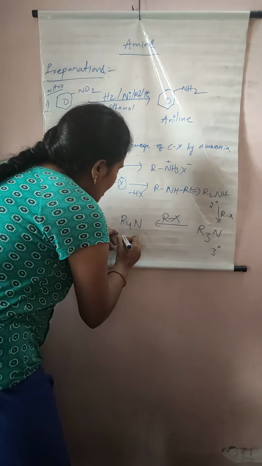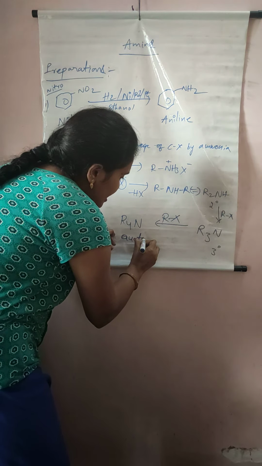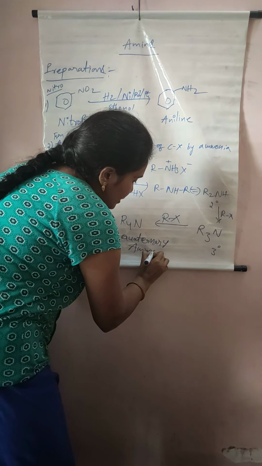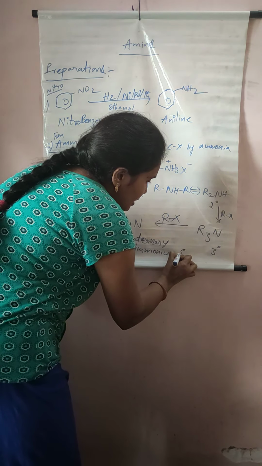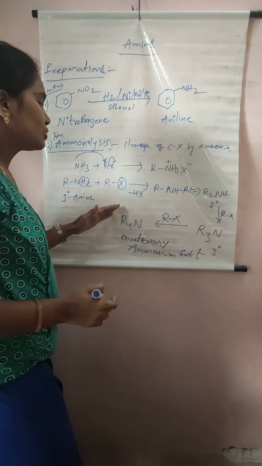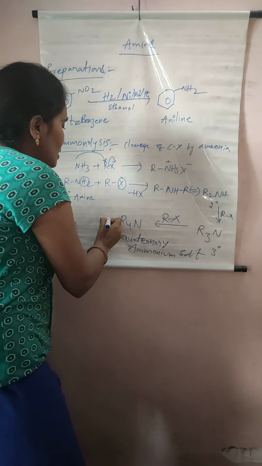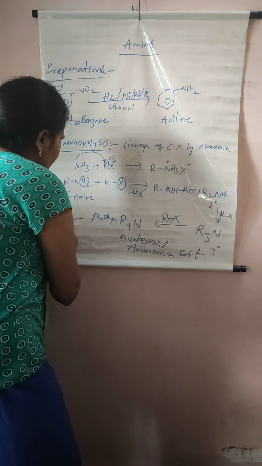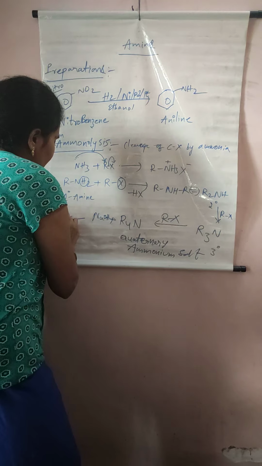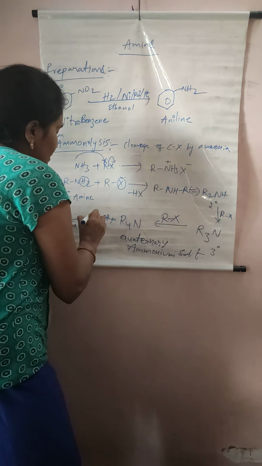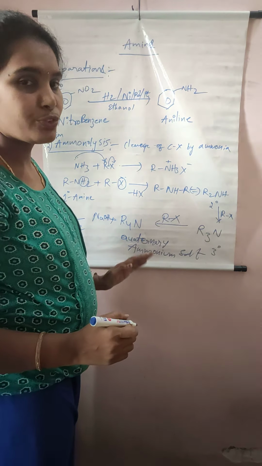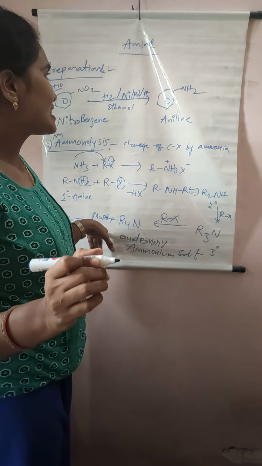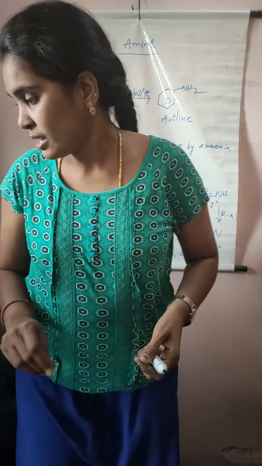Next, if you take one more alkyl halide, it becomes R4N, which we call the quaternary ammonium salt. If you treat this quaternary ammonium salt with NaOH, you will get the primary amine. You can also stop at the earlier stage. If you want primary amine, you can use NaOH. These are two preparation methods of amines.